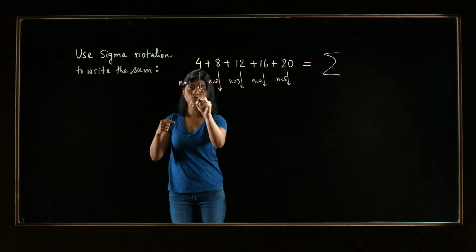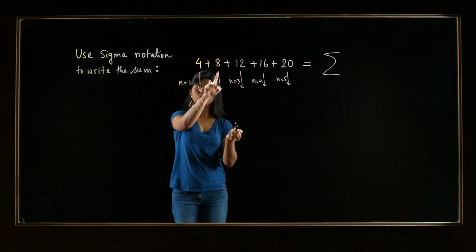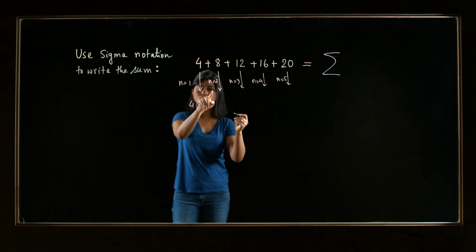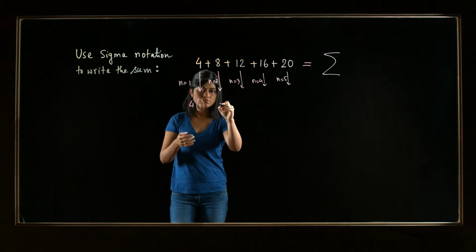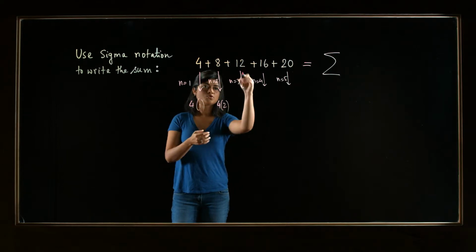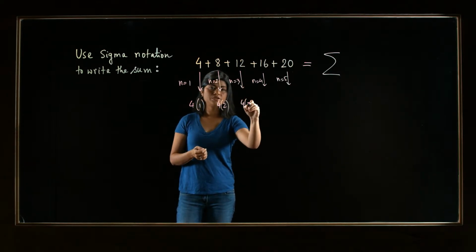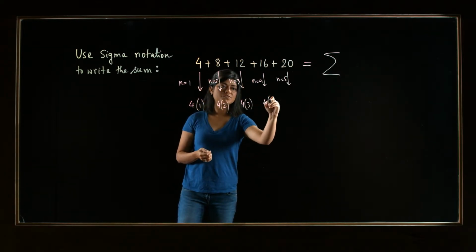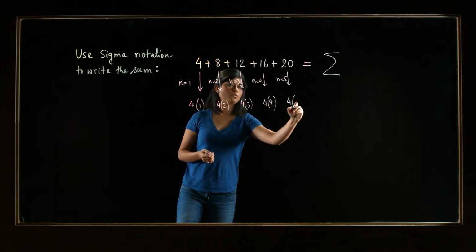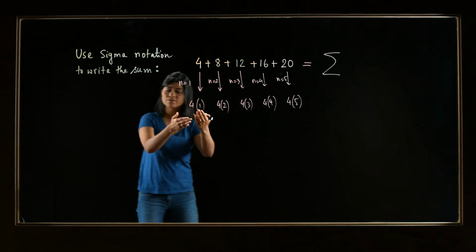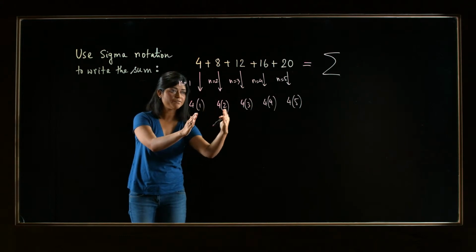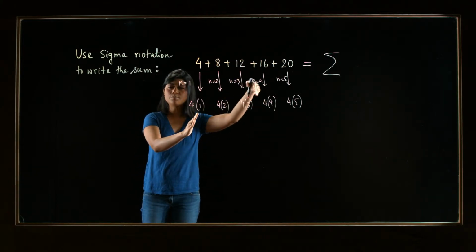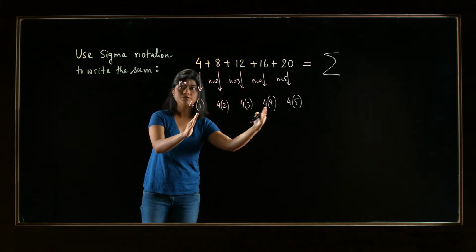4 is 4 times 1, right? What is 8 in terms of 2? 4 times 2, yes? 12 will be 4 times 3, 16 is 4 times 4, and 20 is 4 times 5. So do you see the pattern here, right? For each n value, we are getting these numbers, for n equals 1, 2, 3, 4, 5.